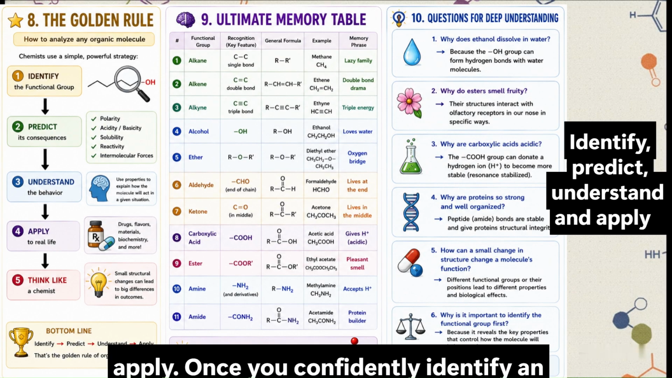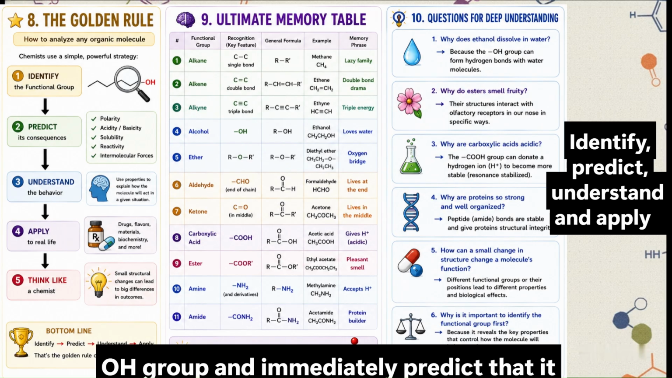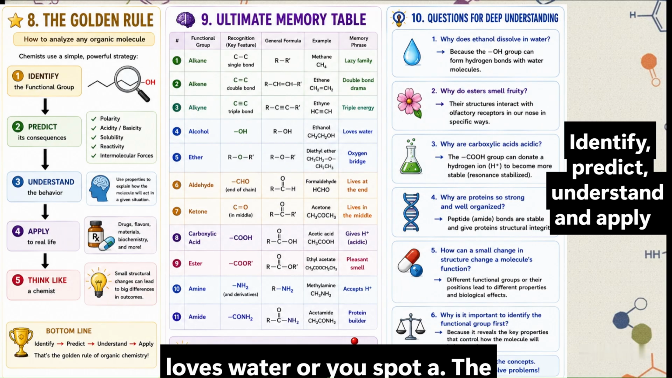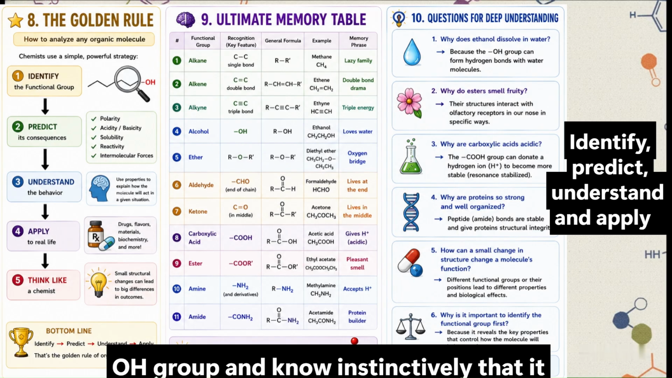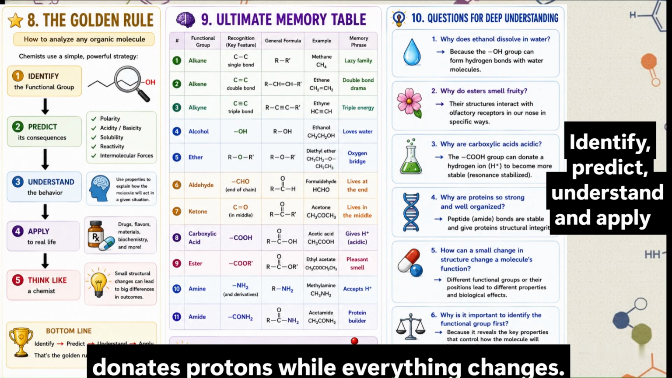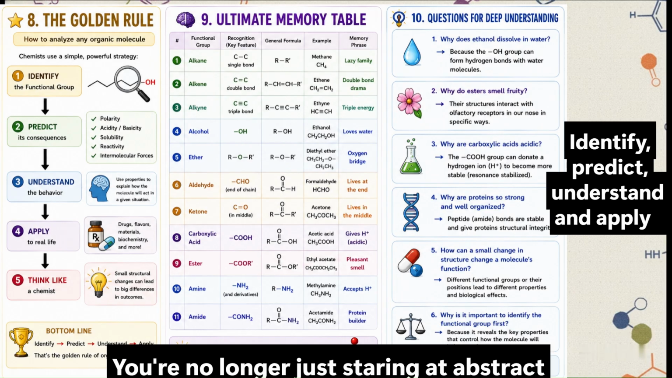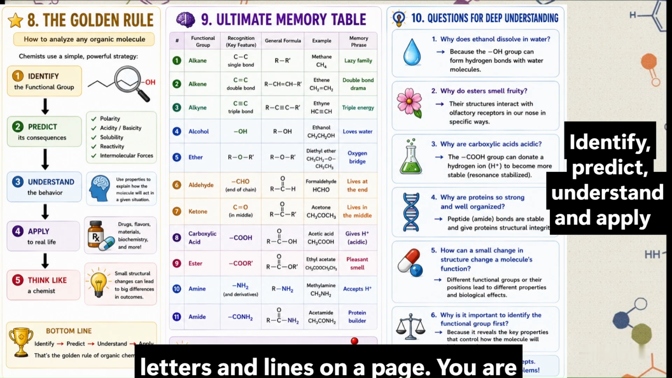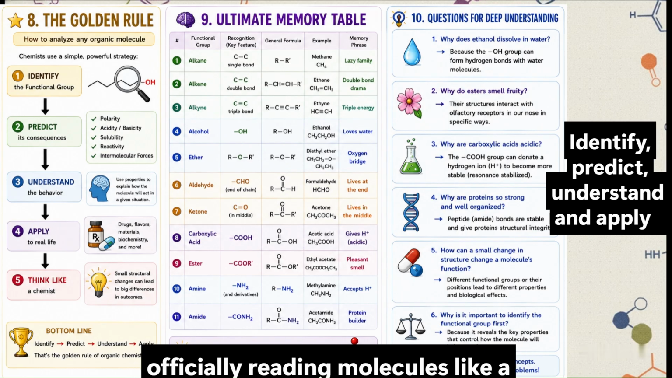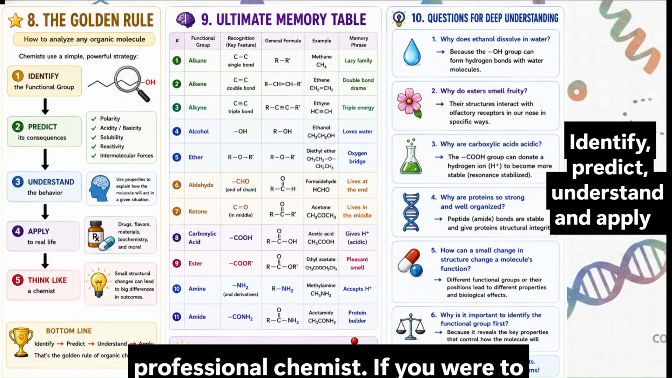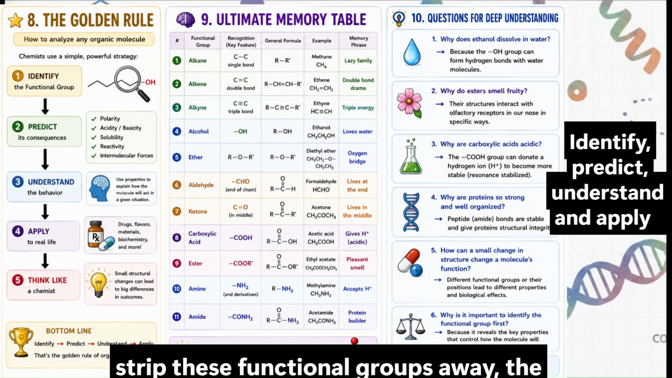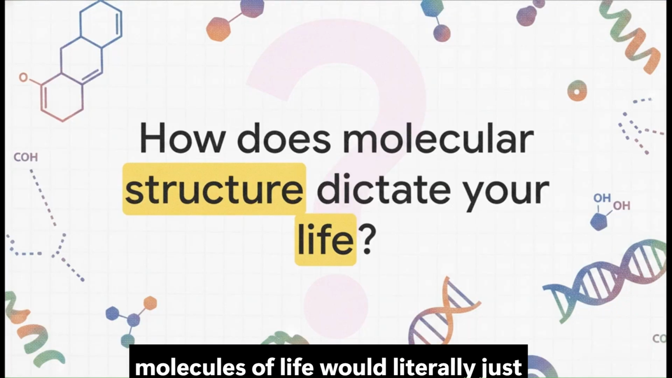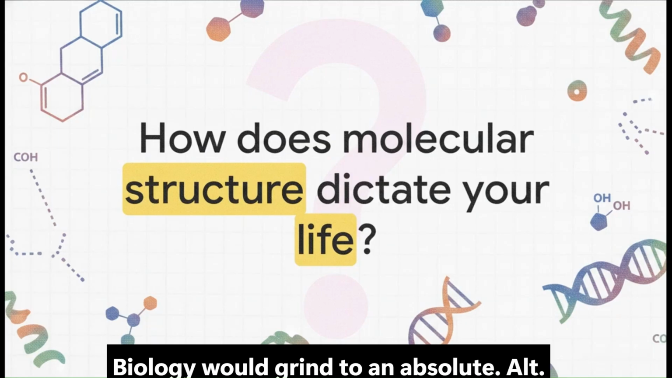Identify, predict, understand, apply. Once you confidently identify an OH group and immediately predict that it loves water, or you spot a COOH group and know instinctively that it donates protons, well, everything changes. You're no longer just staring at abstract letters and lines on a page. You are officially reading molecules like a professional chemist. If you were to strip these functional groups away, the molecules of life would literally just stop folding, bonding, and reacting. Biology would grind to an absolute halt.